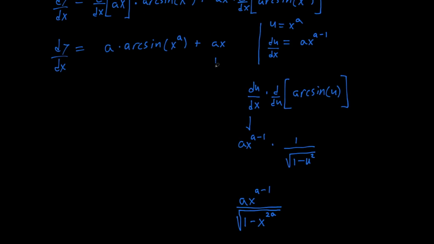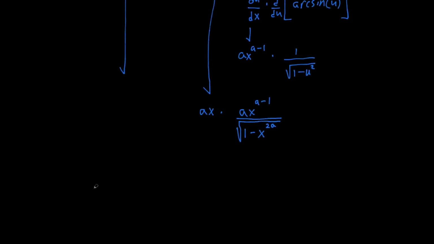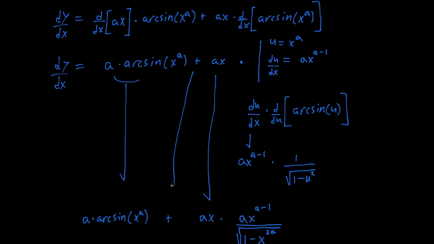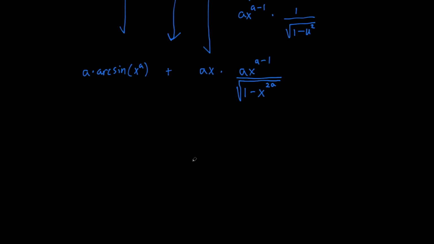And we can start bringing some things down. This ax coefficient, don't forget this is multiplication, x times that, and this just comes straight down. These are already together. So a times arcsine of x to the a, and plus. So there's a plus up here. So now we can make this multiplication. I'm trying to think through if there's any other steps we can take, but let's just do that first.